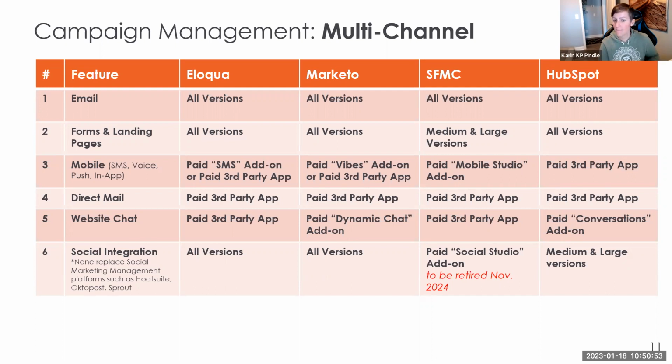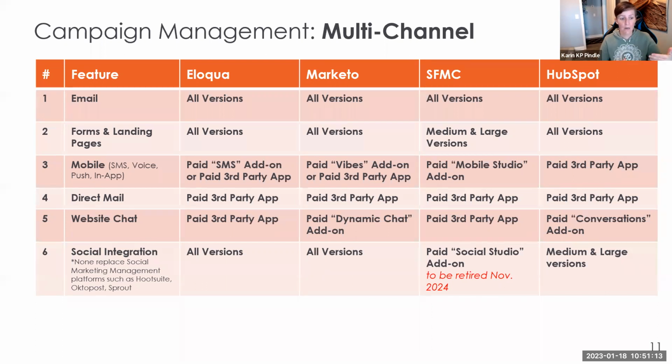Website chat. Eloqua is a paid third-party app. There's no native feature for it. Marketo a few years ago, I think just a year or two ago, added their dynamic chat add-on. Salesforce Marketing Cloud, no native feature for this. You'd have to use a paid third-party app. And then HubSpot has a paid what's called conversations add-on that you can use with any version.